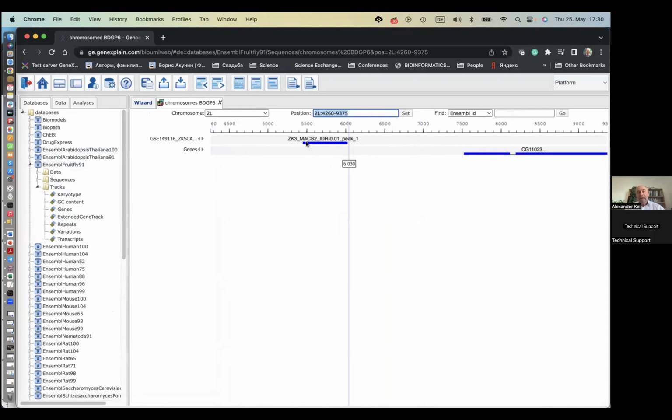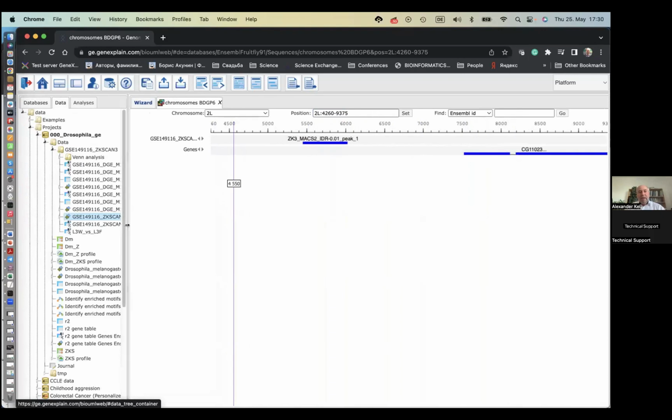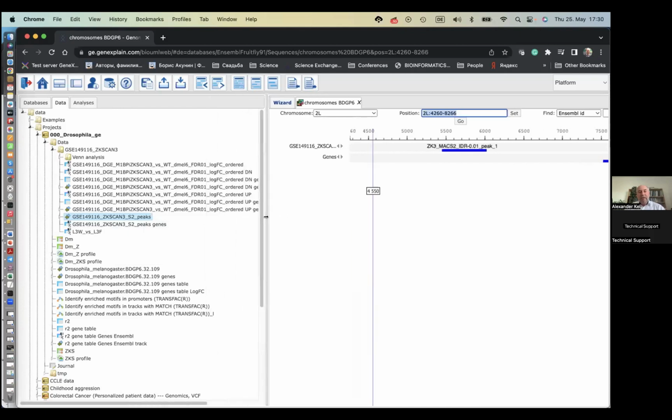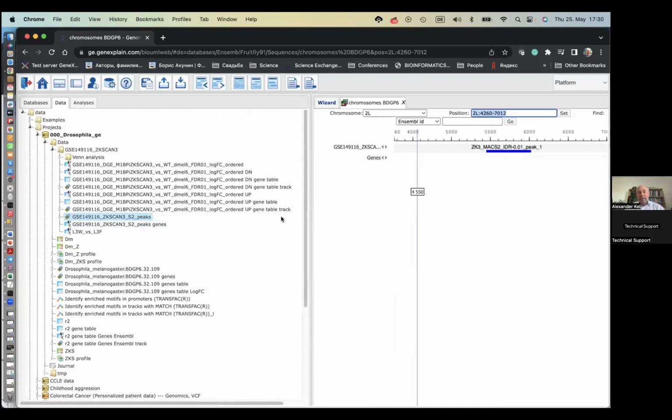For instance, this peak is located near the start of transcription of that gene. These are all the genes in the genome, I mean all Drosophila genes, but we also have a set of genes which are up and down regulated. That's what I uploaded from that paper, from Gene Expression Omnibus.